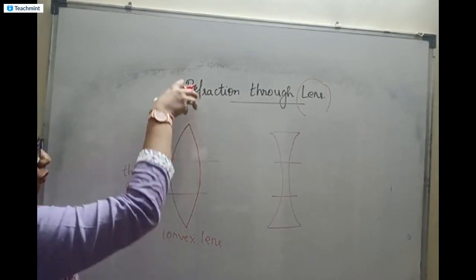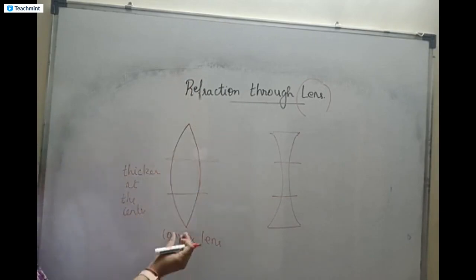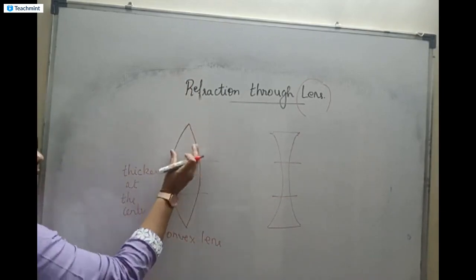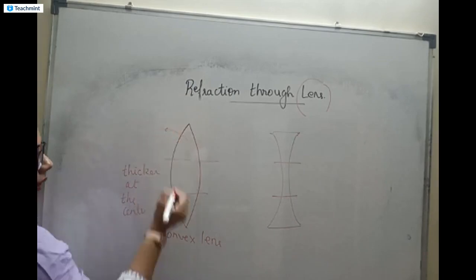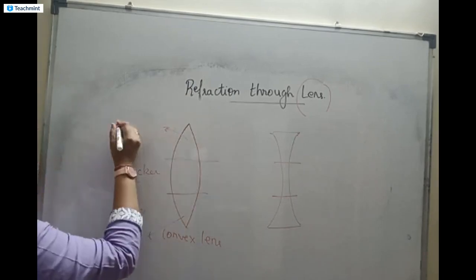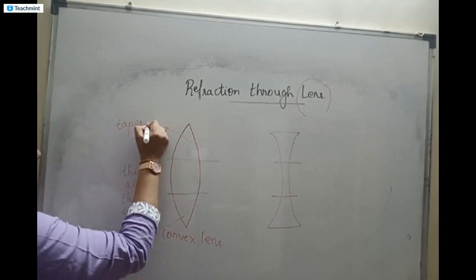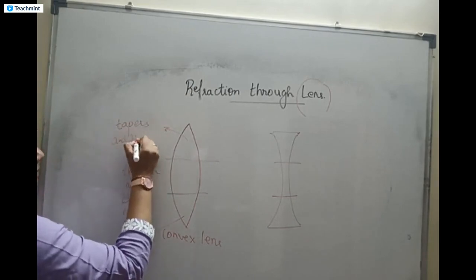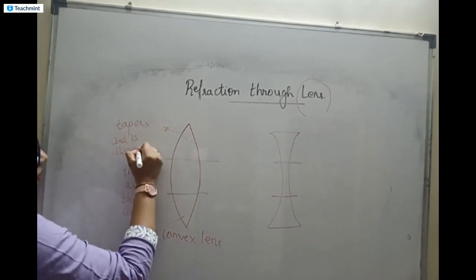And as you move upward or downward, it tapers. That means it is going to become thinner and pointed. At the two ends, you will see it tapers and is thinner, both ends.